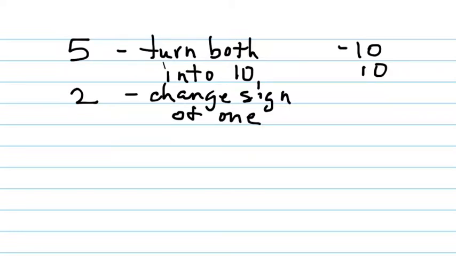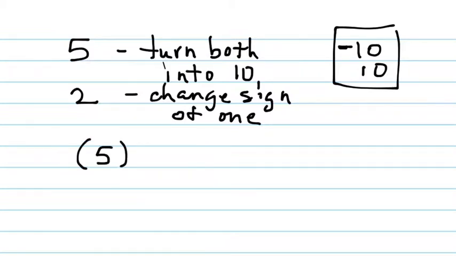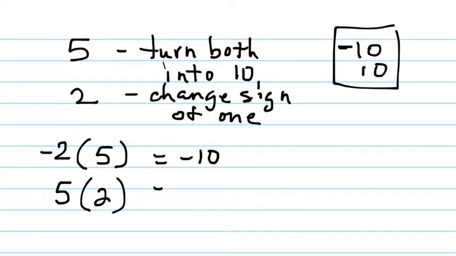So who cares? Let's change the sign at the top. And now we have opposites. Now we need to formalize that a little bit. Think about, what did I do to that 5 to turn it into negative 10? What I really did was multiply the 5 by negative 2. What did I do to the 2 to turn it into a positive 10? I multiplied it by positive 5. And that's what gave me my opposites.